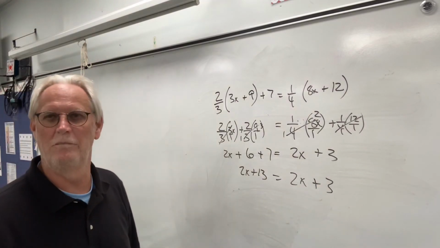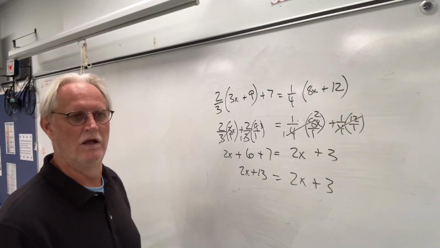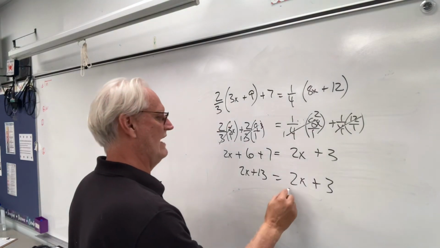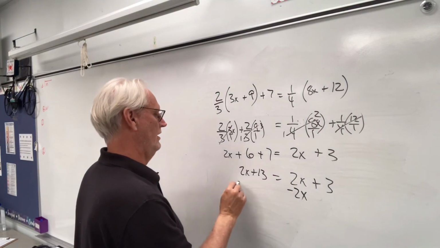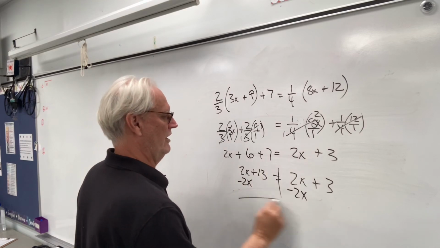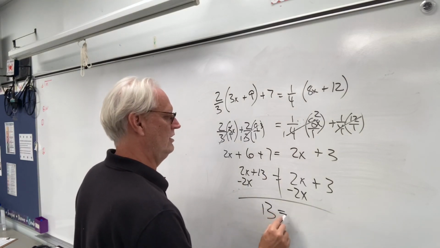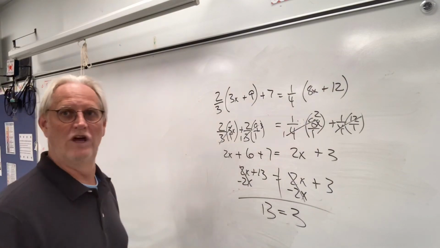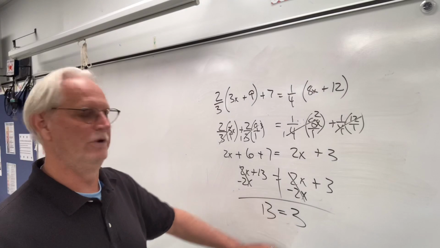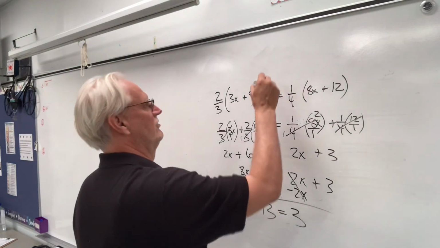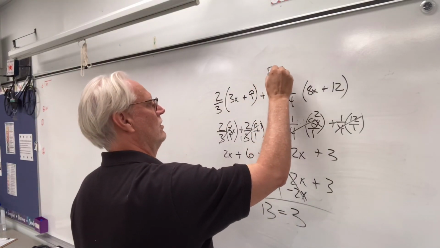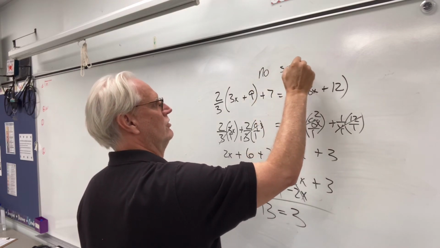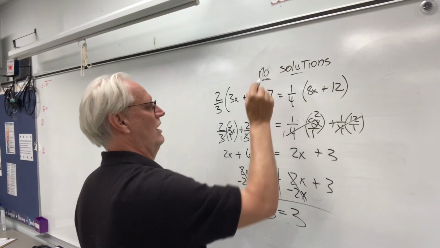So this is going to become perfect for you guys having done the 0 solutions, 1 solution, or infinitely many. So if I subtract 2x from here and 2x from here, I'm going to end up with 13 equals 3, because that cancels out and that cancels out. So that is going to be 0 solutions. This is a 0 or no solution problem. No solutions for this problem here.